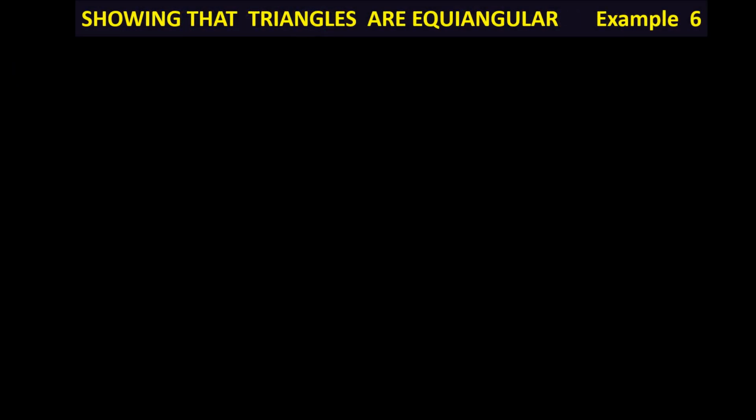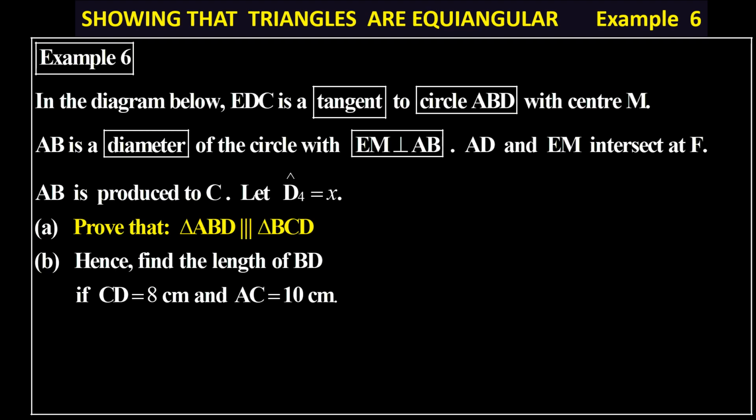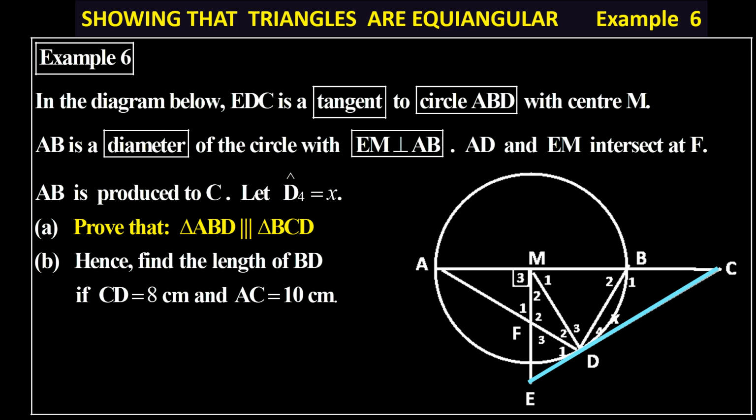Let's look at example number 6. Here we're going to prove 2 triangles similar by using the concept of equiangular. So in this diagram here, it's important we always read there. We've got EDC is a tangent, right? So it's advisable here, let's highlight the tangent. There we got EDC as a tangent.